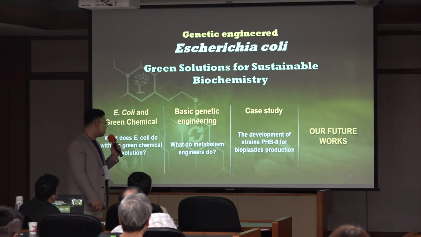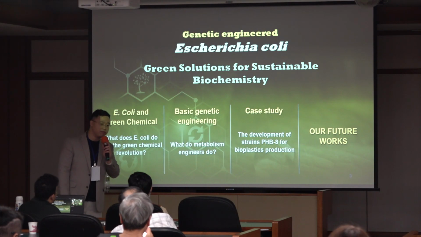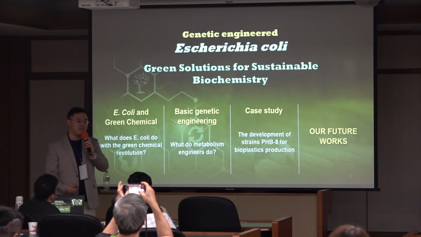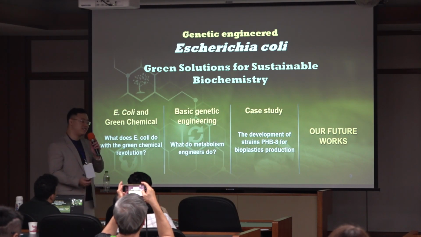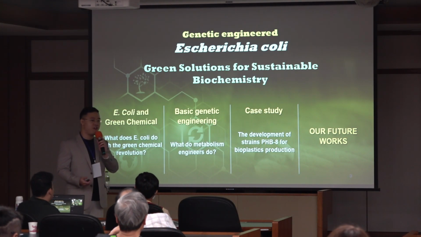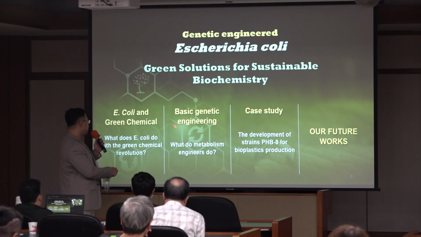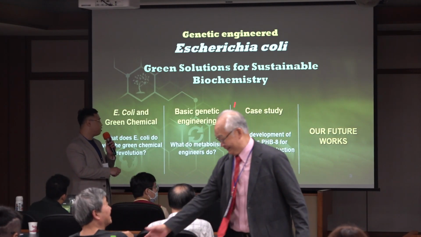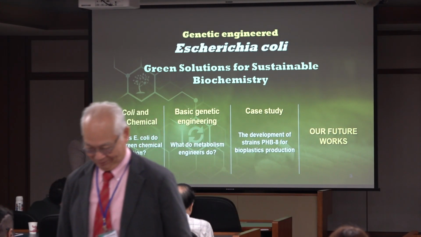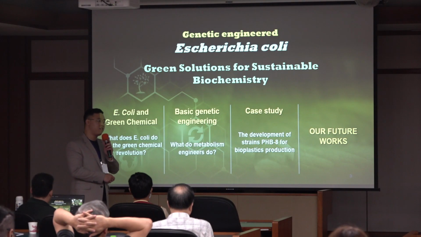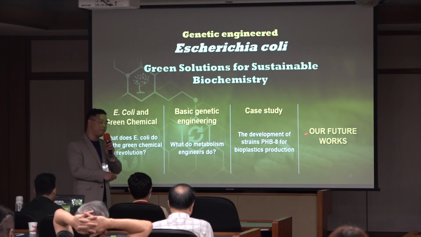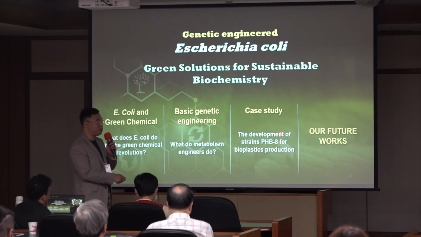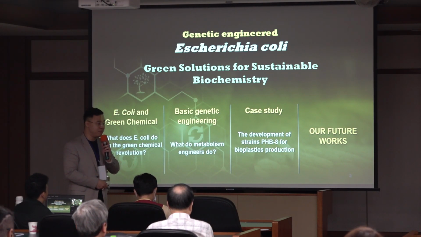So for today, I'm going to talk about the 12 principles of green chemistry, and what E. coli does with these 12 principles. Then I'm going to introduce the basics of genetic engineering. And also I'm going to share a case study of my most recent study, based on the bacteria strain named PHB8. You can already see that the name PHB is for the production of PHB.